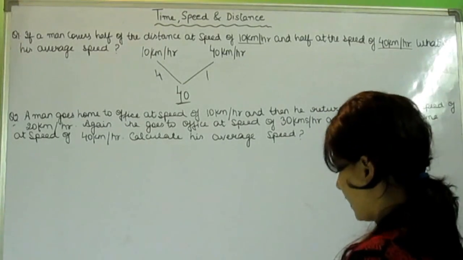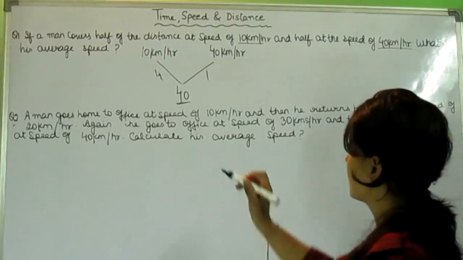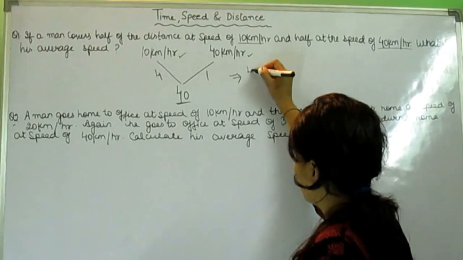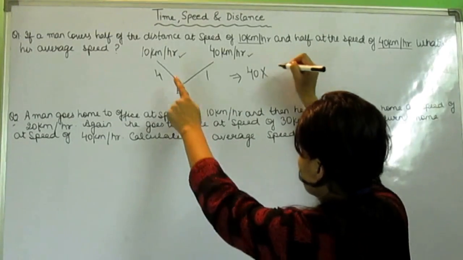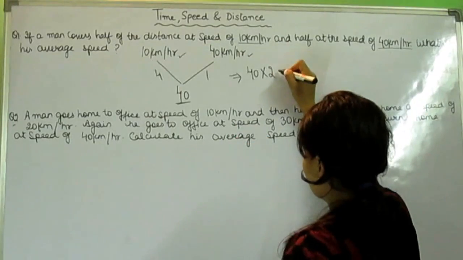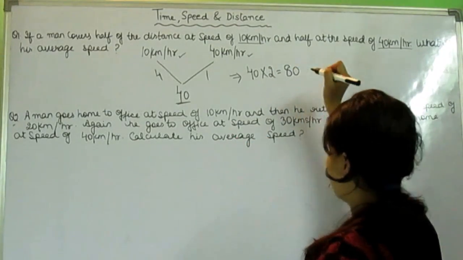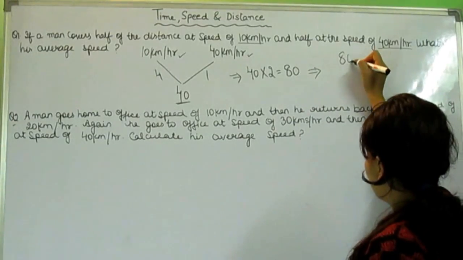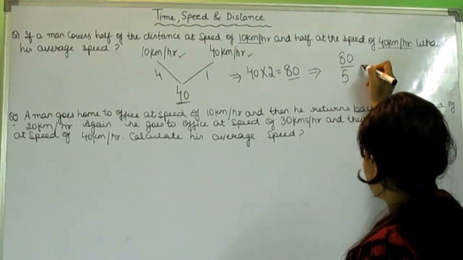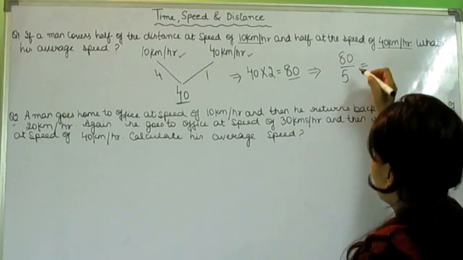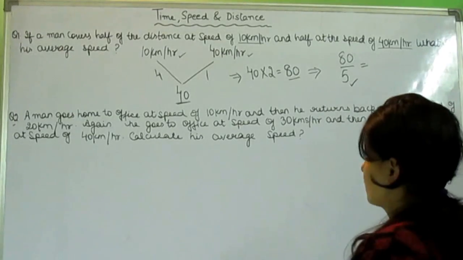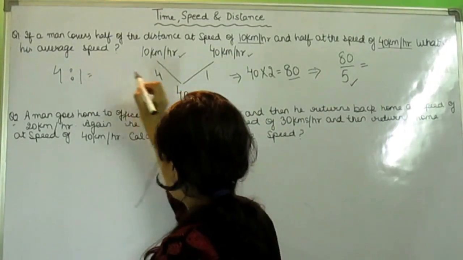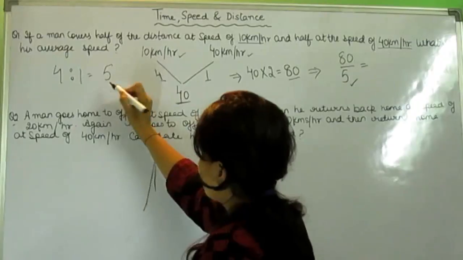Now he goes 2 ways, one is 10 and another is 40. So what is the next step? Next step will be this 40 into one way and another way, that is 2, and this is 80. And the last step is this 80 by 5. Now you must be thinking where this 5 comes from. This is the ratio 4:1. This is 5, the total.